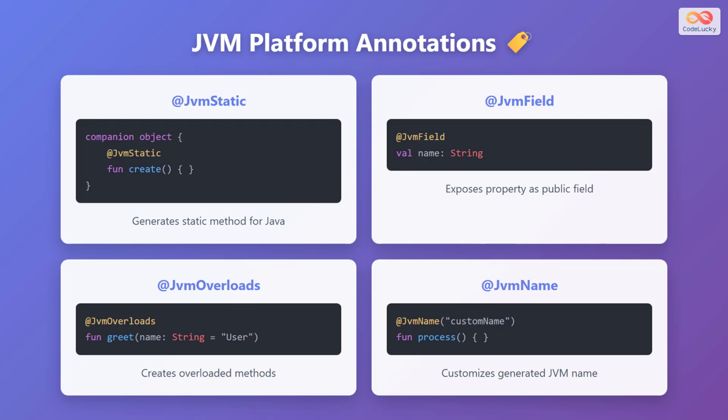The @JvmOverloads annotation generates multiple overloaded methods for functions with default parameters, since Java doesn't support default parameter values. Finally, the @JvmName annotation lets you customize the name of the generated JVM method or class, which is helpful when you need to avoid naming conflicts or comply with specific Java naming conventions.